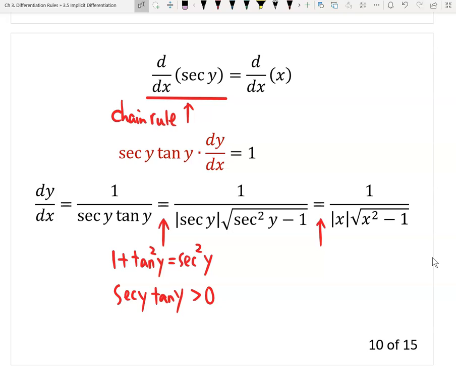And because we have what? We have secant y is x, right? And if we plug back, then we get the formula. Okay, so this is the formula for inverse secant.